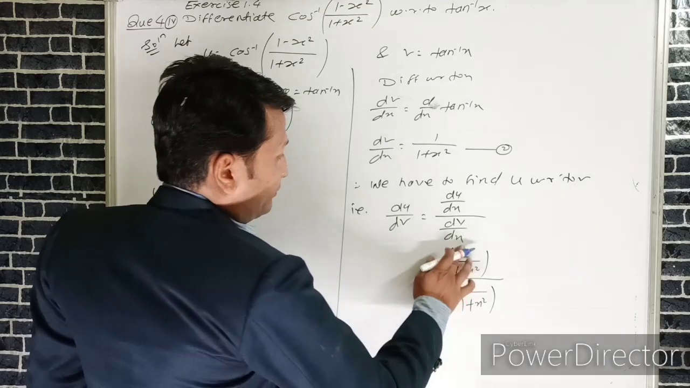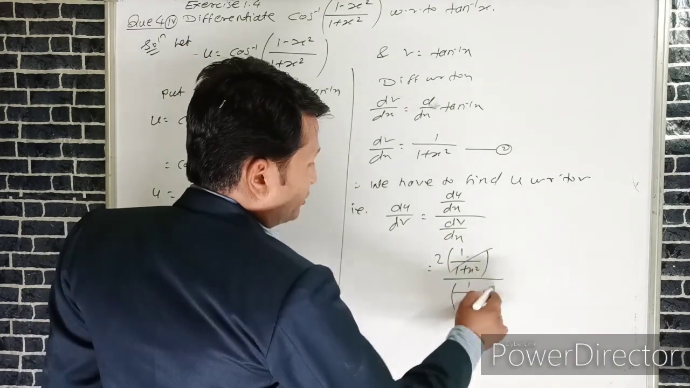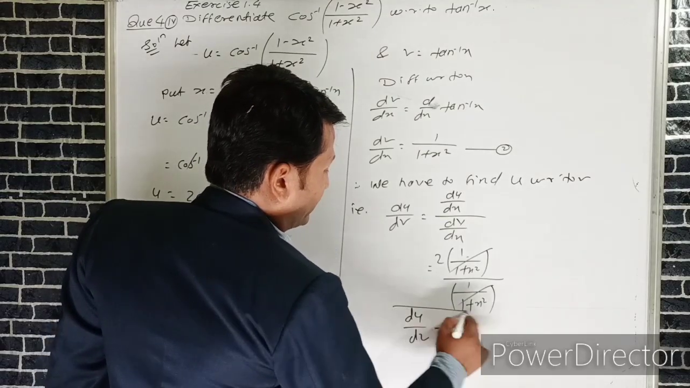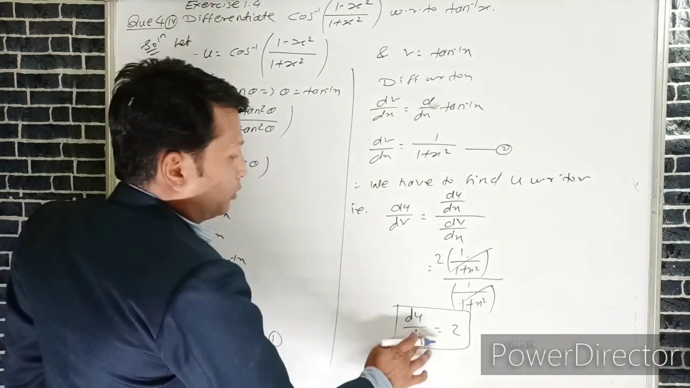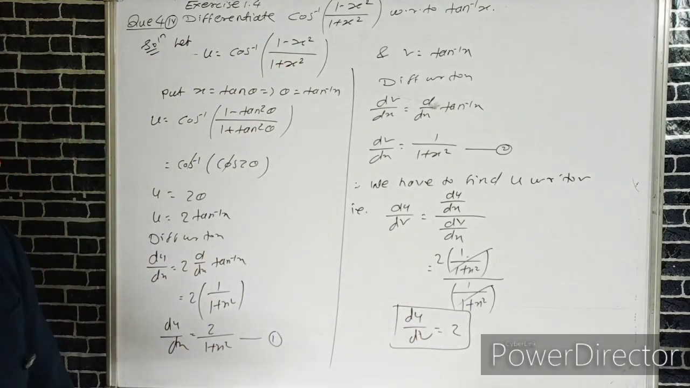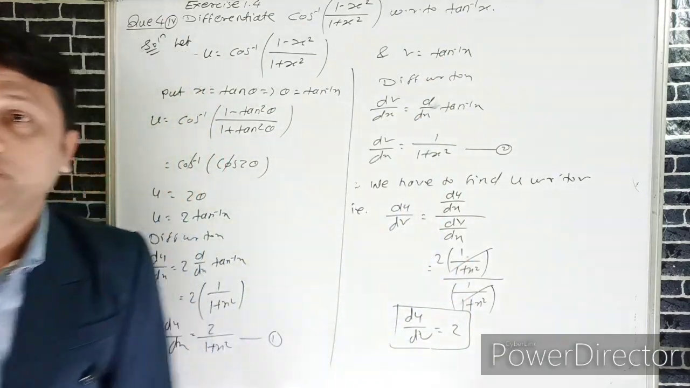Here, if we take the 2 outside the bracket, the 1 plus x square and 1 upon 1 plus x square cancel, then we get du upon dv, the derivative of u, which is cos inverse of (1 minus x square) upon (1 plus x square), with respect to v, which is tan inverse x, is 2.